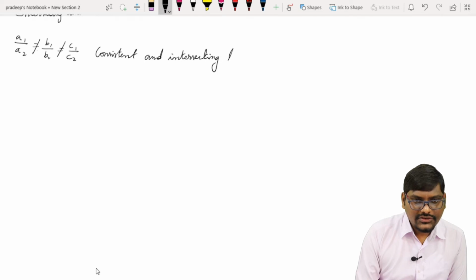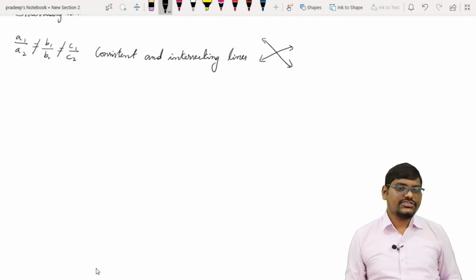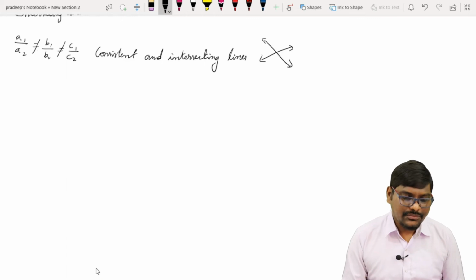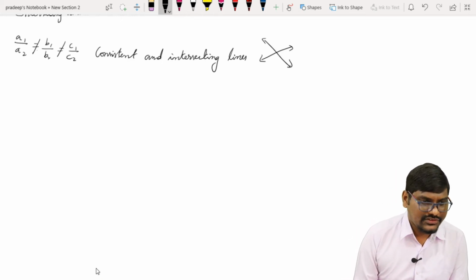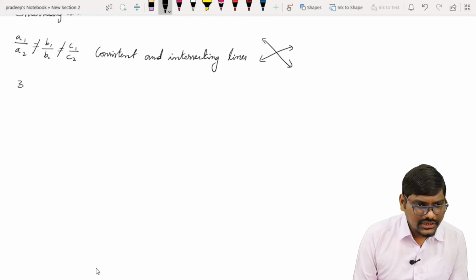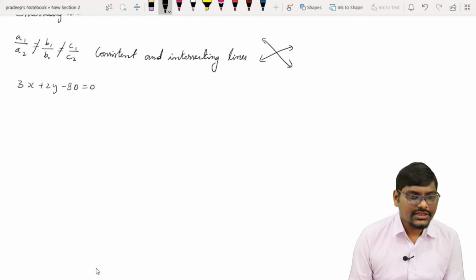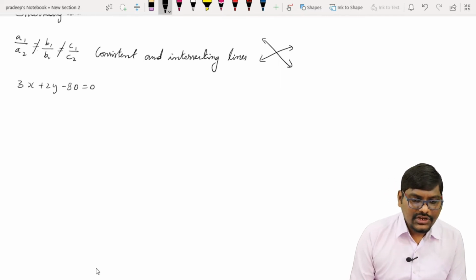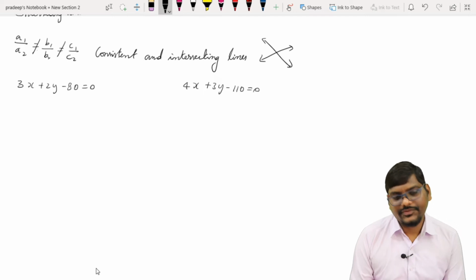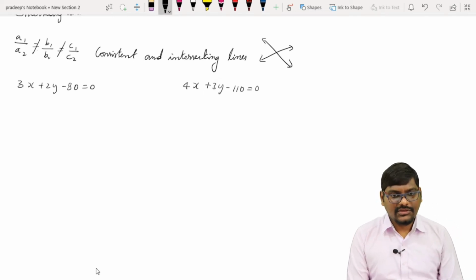Intersecting lines, just now I said, if one line is this and another line is passing through this, that is an intersecting line. Let's understand this better by taking an example. Suppose I take 3x + 2y - 8 = 0. Now I am taking one more equation, 4x + 3y - 11 = 0. It can be any value, I'm just taking an example.